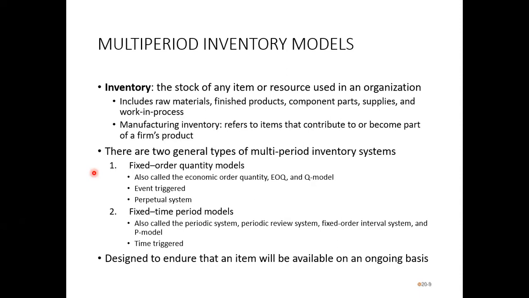Inventory models are designed to ensure that an item will be available on an ongoing basis, because you don't want inventory to run out, so you want it to be available on an ongoing basis. So let's look at the fixed order quantity model that's going to be used. Let's understand both the theory and the concept.